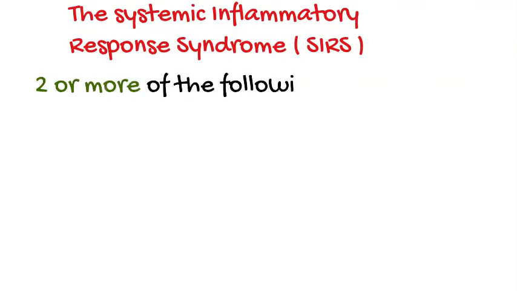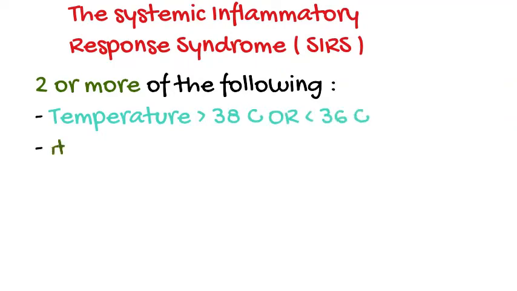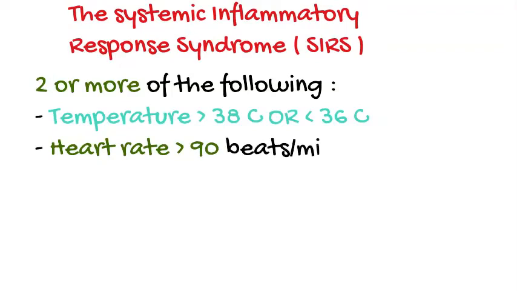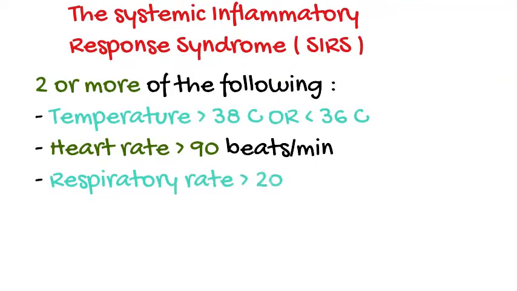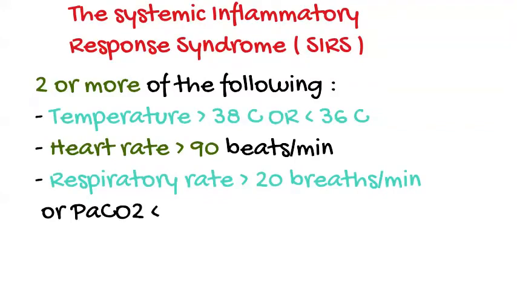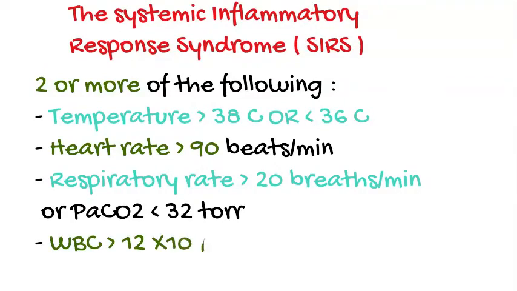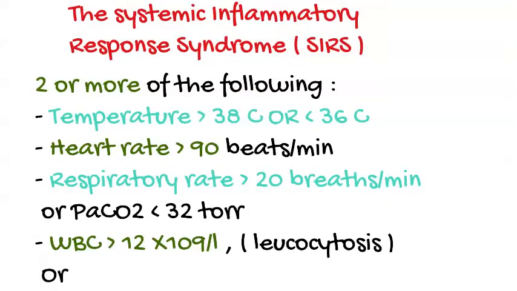We need at least two or more of the following criteria. Number one, temperature of more than 38 degrees Celsius, whereby the patient has fever, or hypothermia, whereby the temperature is less than 36 degrees Celsius. Number two, heart rate more than 90 beats per minute, whereby the patient has tachycardia. Number three, the patient is tachypneic with a respiratory rate of more than 20 breaths per minute or PCO2 less than 32 torr.